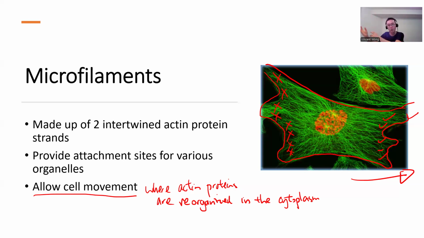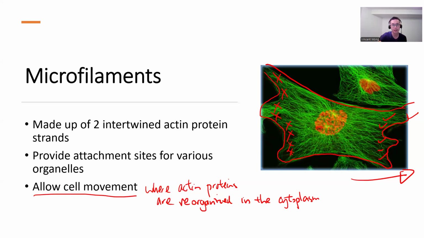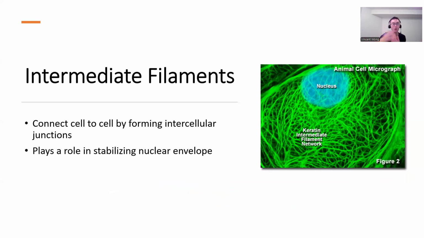So this reorganization of the actin pushes the cell in one direction. So that is what the microfilament does. It provides attachment sites and it allows cell movements. Next, we have the intermediate filaments. Same staining technique, but this time we use the fluorescent to highlight the intermediate filament instead of the microfilaments. But if you see the location of these things, it overlaps quite a bit with the actins, so they're kind of everywhere.